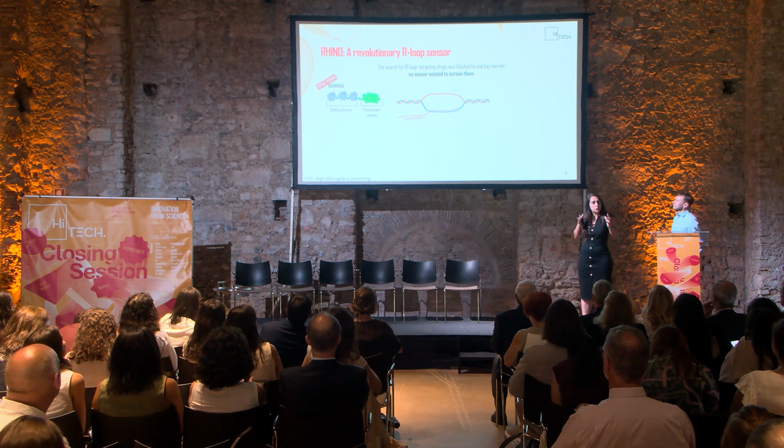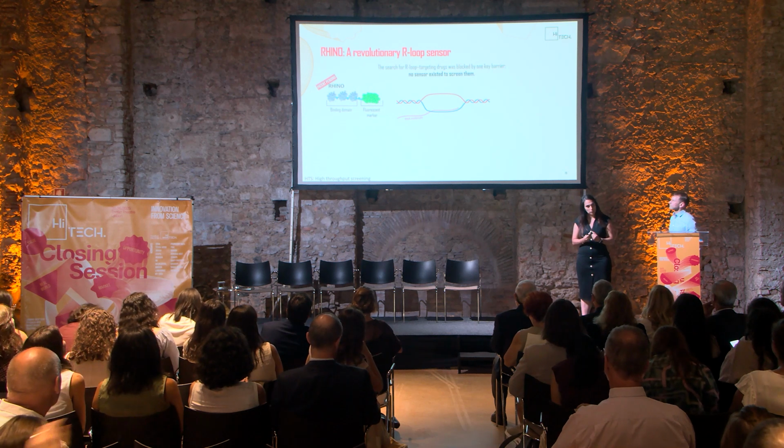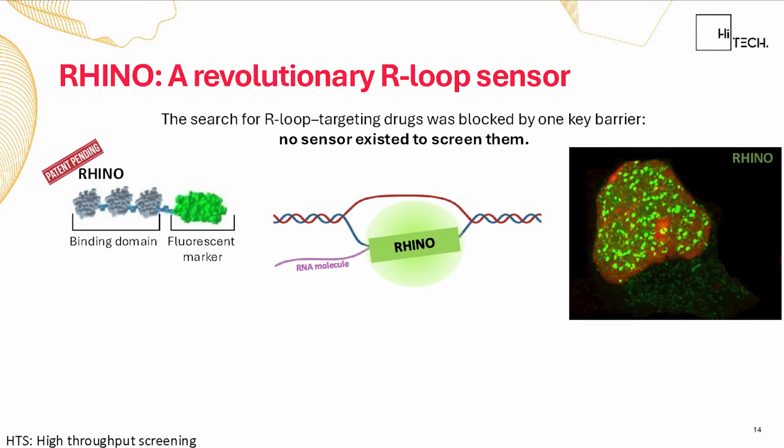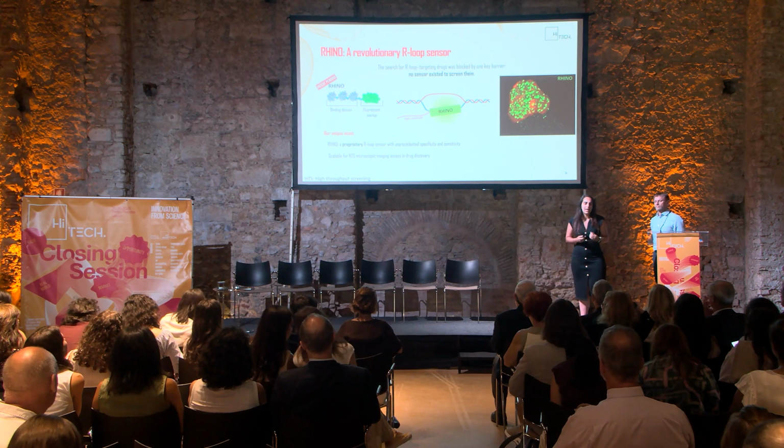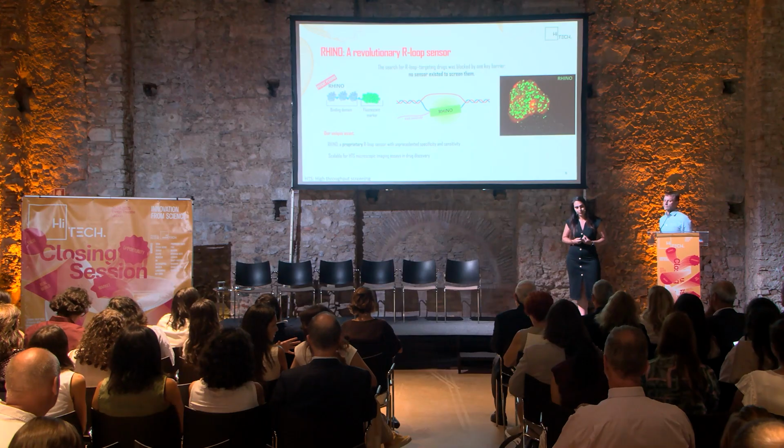Back in the lab, we have developed a tool called RHINO. RHINO is composed of a binding domain that simply binds to the R loops, and in our RHINO, we also have a fluorescent marker. This means that now, with RHINO, we can label R loops and we can see these structures under the microscope as green dots. RHINO is a proprietary R loop sensor that offers high specificity and sensitivity. And it's also scalable for high-throughput screening imaging assays that can be used for drug discovery.